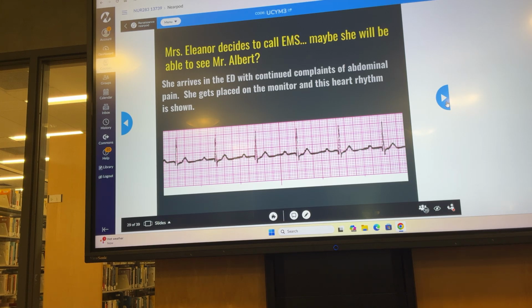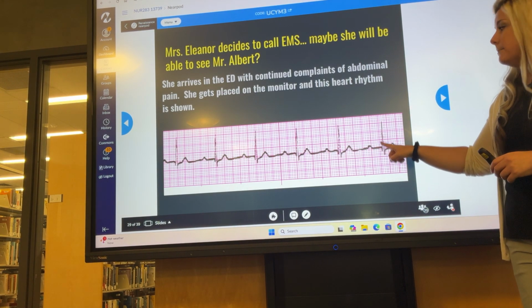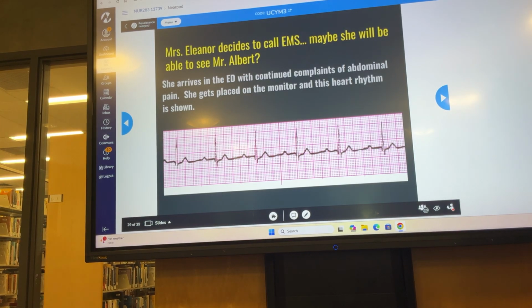Maybe, yay, she'll see Mr. Albert. Who knows? She arrives in the ED with continued complaints of abdominal pain. She's placed on the monitor, and this is her heart rhythm. Okay? What are we looking at? Be careful. Look at your P's. Then look at your R's. Okay? Do they look pretty long?